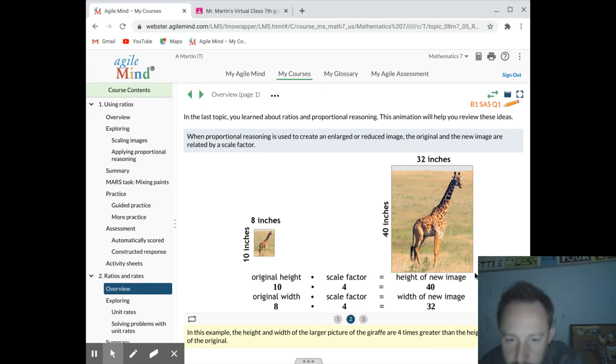In this example, the height and width of the larger picture of the giraffe are 4 times greater than the height and width of the original. All right. So is that exactly what Najayla said just a second ago? Yes, it is. Good. All right, let's look at part 3.